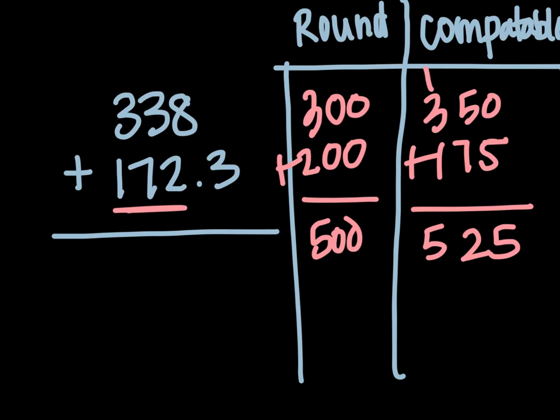So in this situation, they're pretty similar, but I would say that 525 again is going to be a little bit closer to our actual answer. So what you're hearing me say is either rounding or compatible numbers are going to be good ways to estimate, whereas I feel like compatible numbers gets us a little bit closer to that accurate answer.